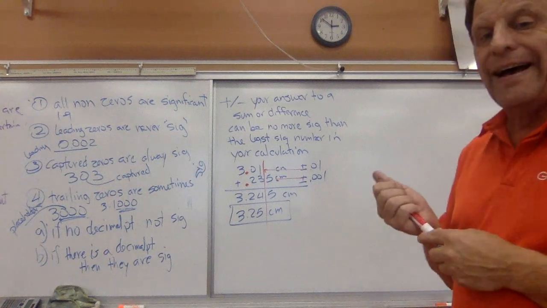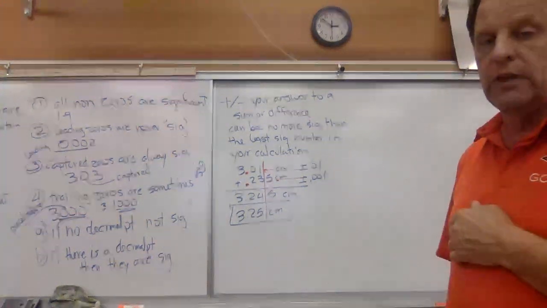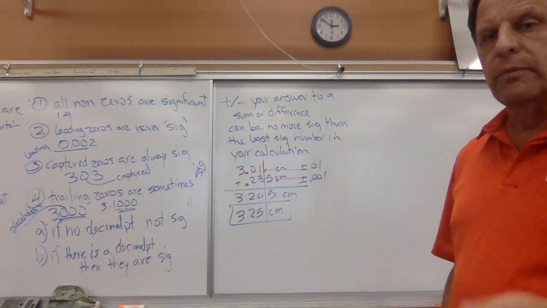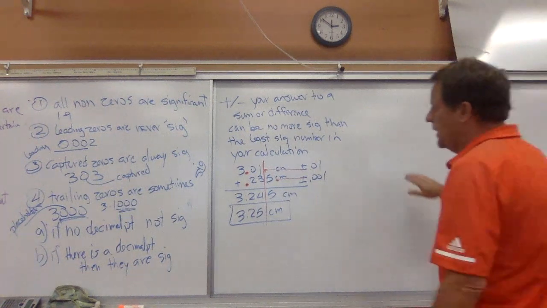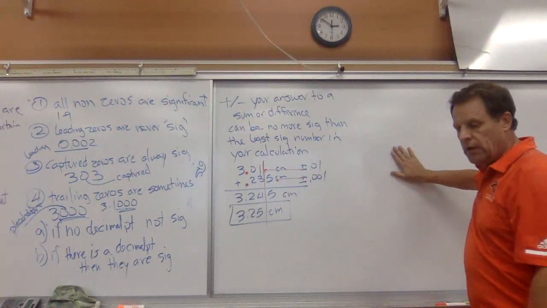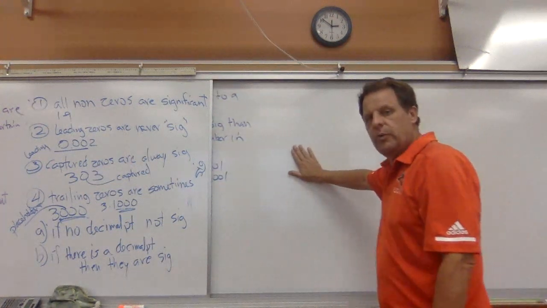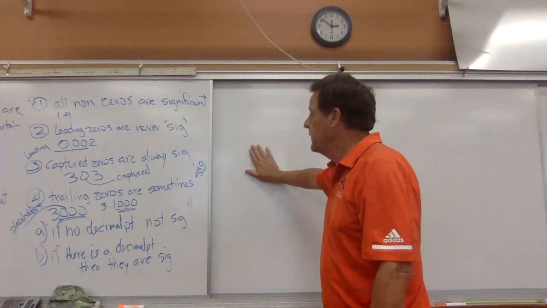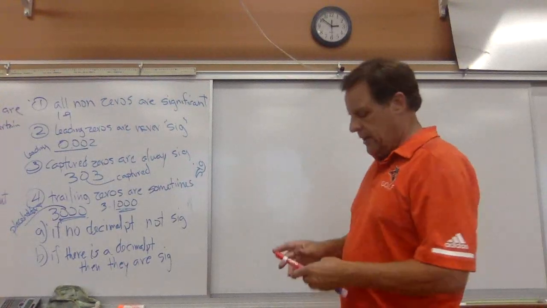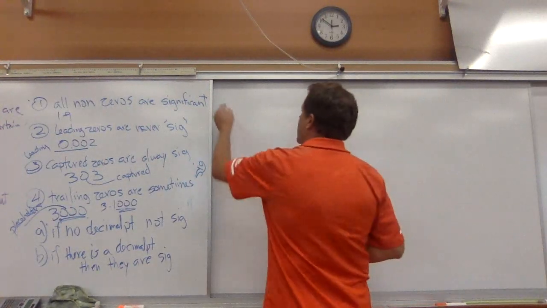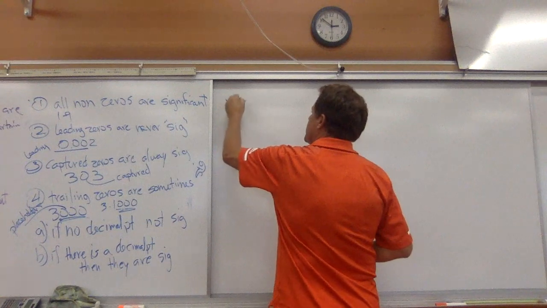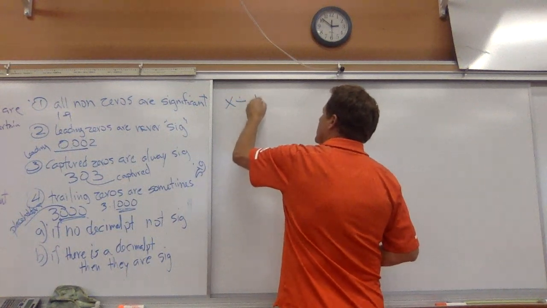So that's the rules for adding and subtracting significant digits. It's always about not wanting any uncertainties to come into our calculations. All right, now we're going to have multiplication and division.